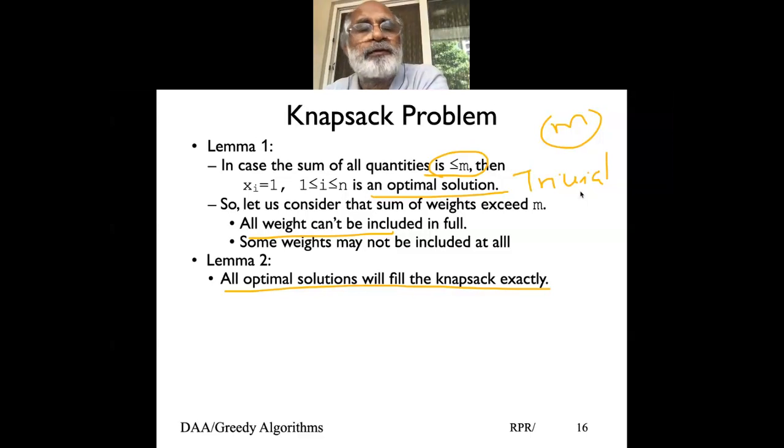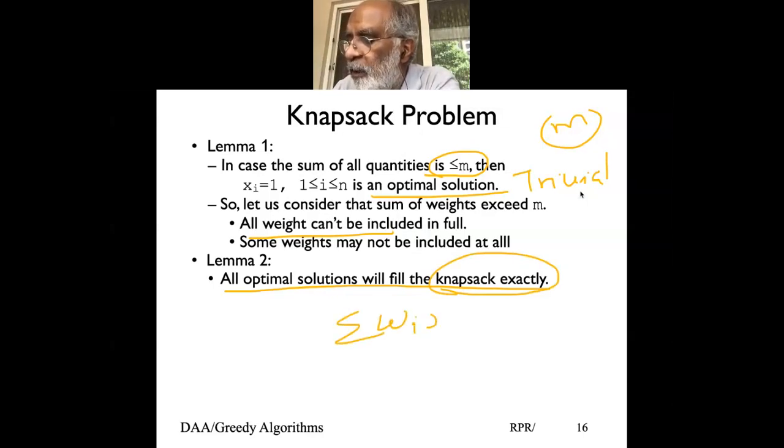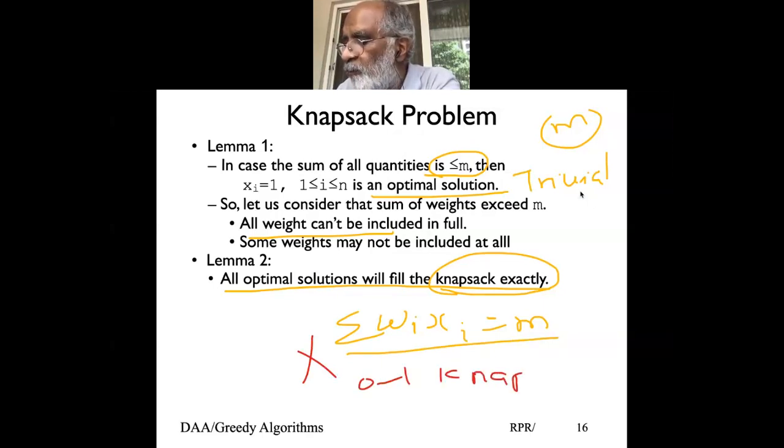So let's say I have taken the first two weights properly and am left with 2 kg or 2.5 kg, then I fill up only 2.5 kg of the next item. That means I can fill my knapsack completely. That means my sum of Wi Xi at the end is going to be equal to m. This is true for the fractional knapsack, but this will not be true for 0-1 knapsack. 0-1 knapsack means my Xi is either 1 or 0, Xi cannot be fractional, and that's the meaning of 0-1 knapsack.